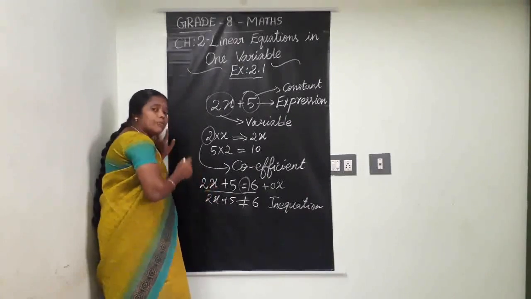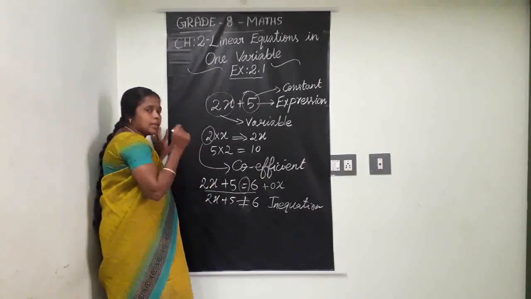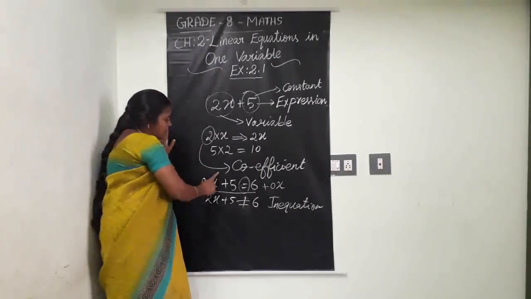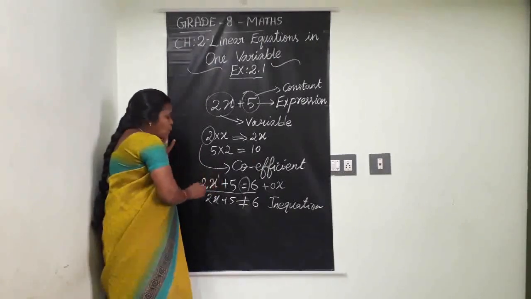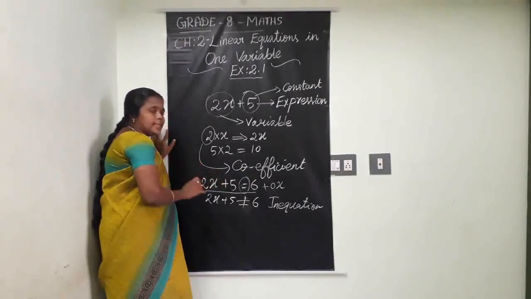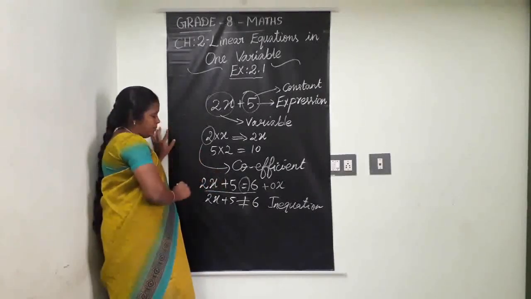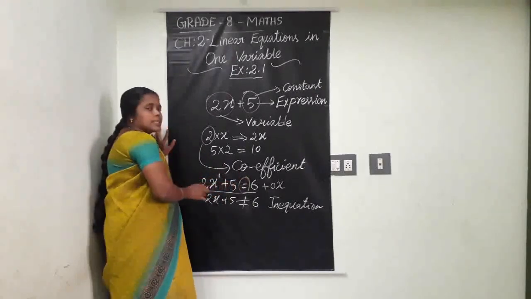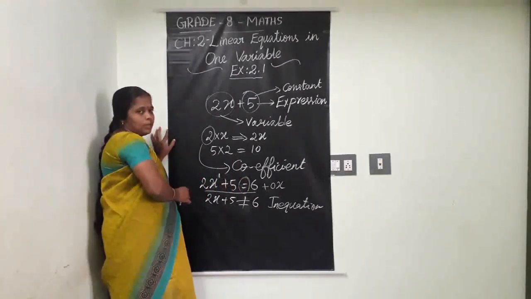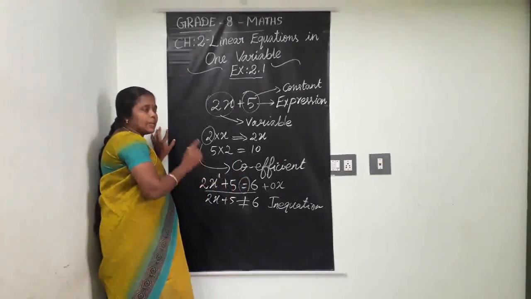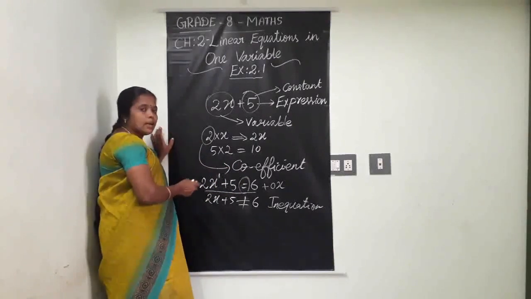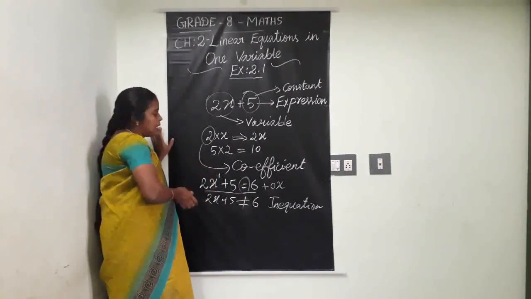What is the power? Power and exponents you have already studied in the 7th standard. You know that. If no number is written, you can consider there is a power 1. So power 1 means that equation is called a linear equation. Simply, the variable must have the power 1.